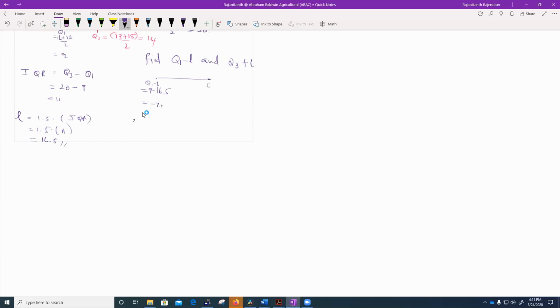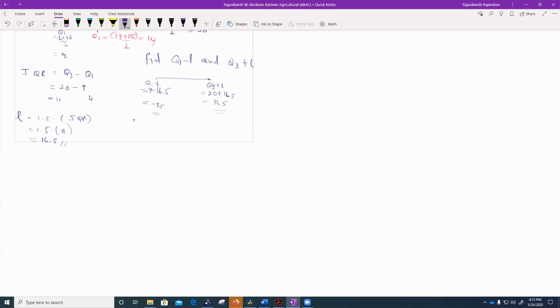This side, find the value of Q3 plus L. I got Q3 as 20. So 20 plus L, L is again 16.5. Therefore, this quantity is 36.5, right? Okay. Remember, after finding these two numbers, if you have any number beyond this range, beyond negative 7.5 to 36.5, in other words, if there is any number which is smaller than negative 7.5 or bigger than 36.5, those numbers are going to be outliers.